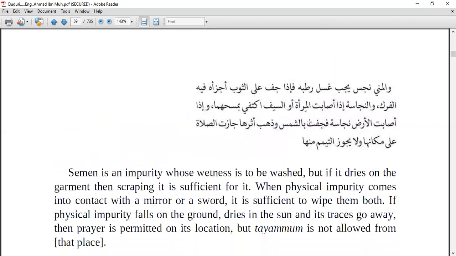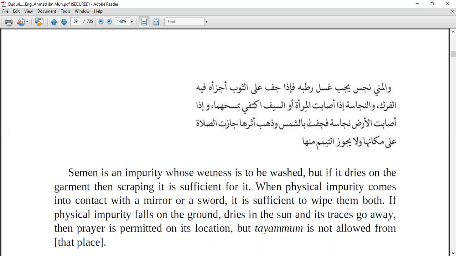والمني نجس يجب غسل رطبه فإذا جف على الثوب أجزأ فيه الفرق. Semen is an impurity whose wetness, when it's wet, has to be washed. But if it dries up, then scraping it off is sufficient. So a third method in order to get rid of impurities is by scraping it off.